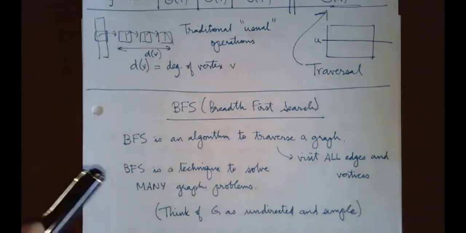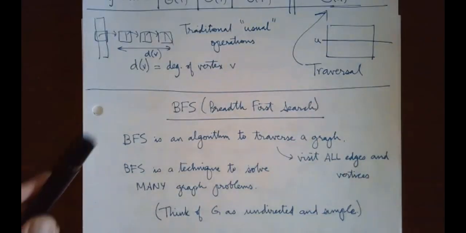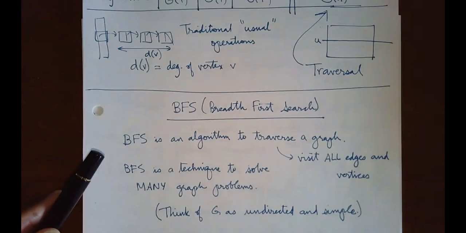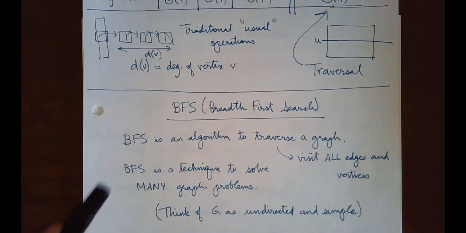All right. Breadth first search. So breadth first search, as we discussed, is an algorithm to traverse a graph. Traversal means that you visit all the edges and you visit all the vertices. And breadth first search is a technique to solve many graph problems.